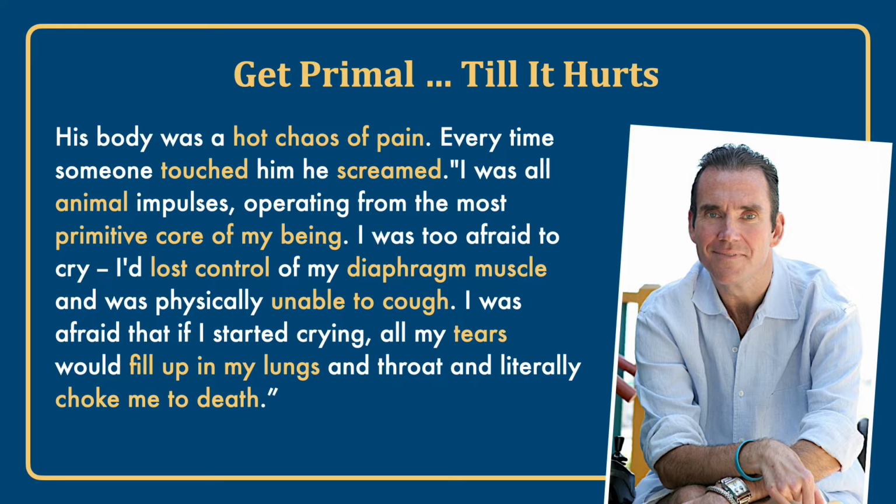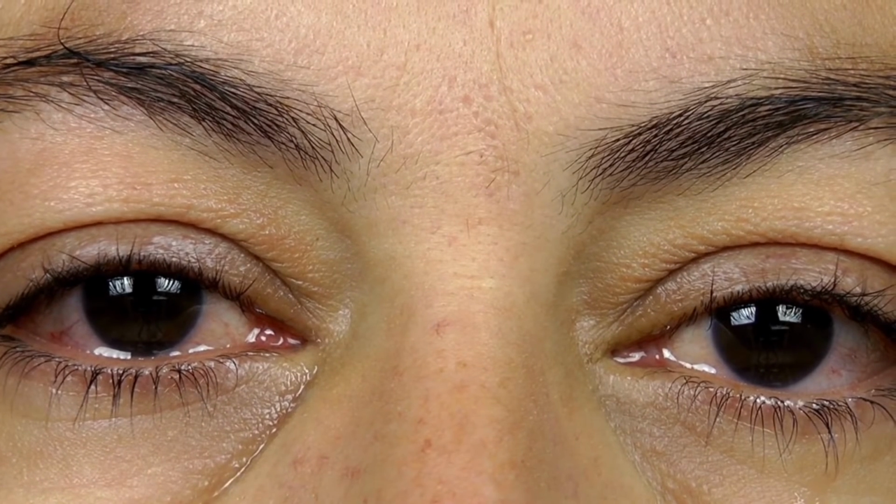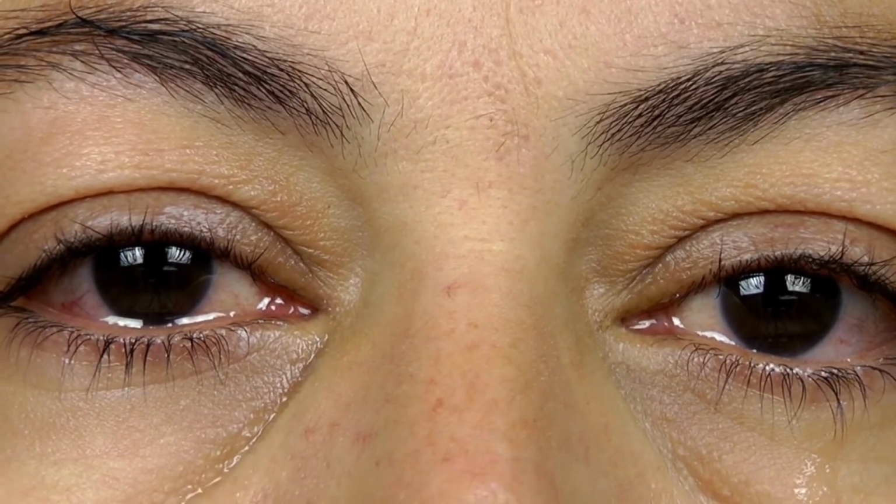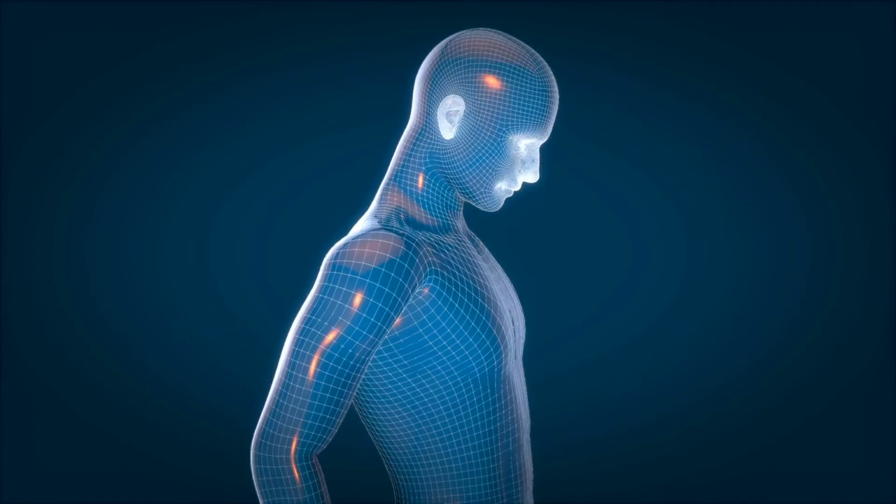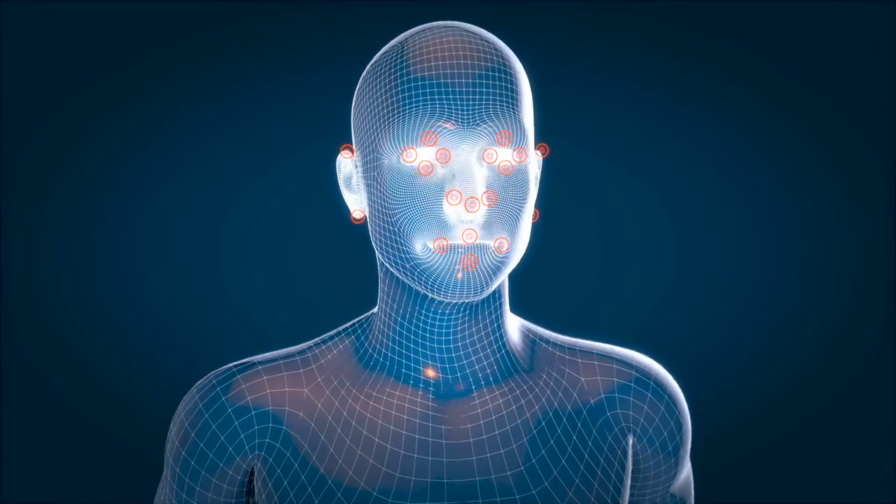Just look at the sensory words in this passage. Hot chaos of pain, touched, screamed, animal impulses, primitive core of my being, lost control, diaphragm muscle, unable to cough, tears filling up the lungs, choking me to death. I don't know about you, but I get the chills when I read that passage. So in your stories, give your reader a physical, emotional sensation. Follow Elizabeth Gilbert's model.